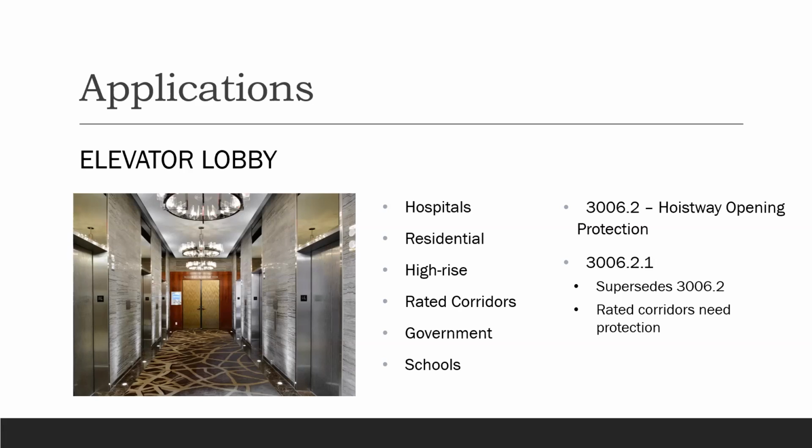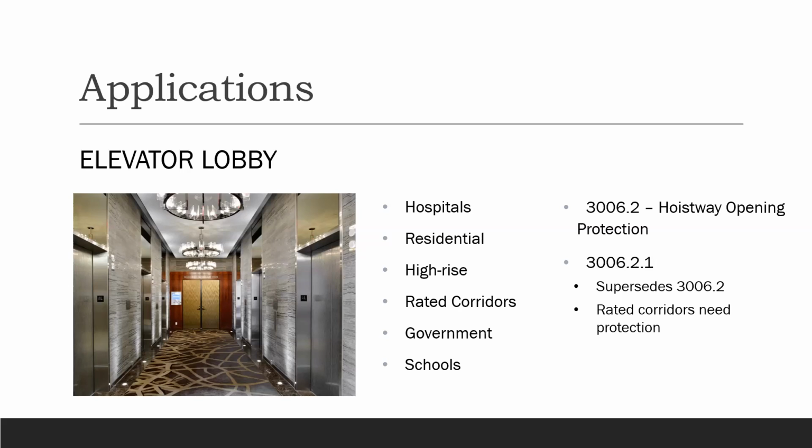In the IBC, section 3006.2 covers hoistway opening protection, and it's probably what most of us are most familiar with. As far as three stories or greater, you need that elevator lobby protection.